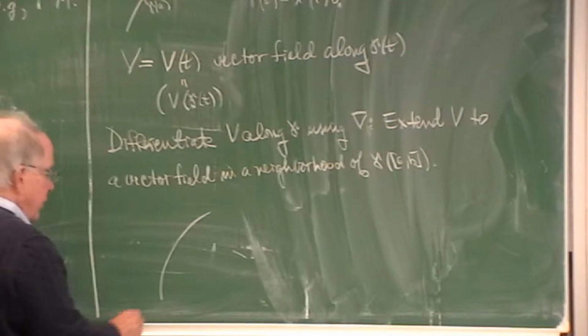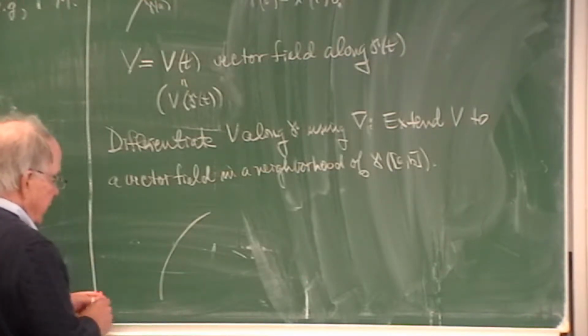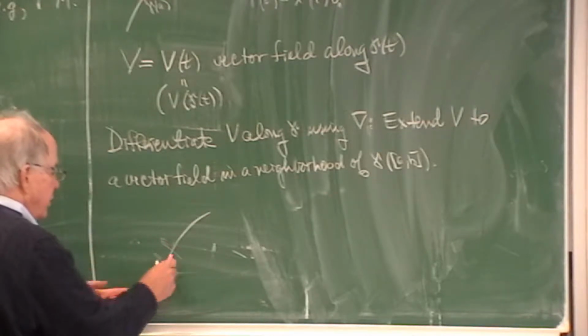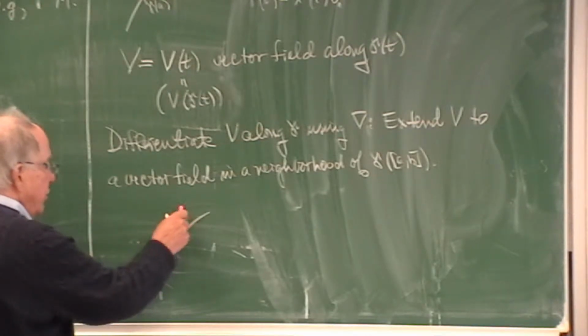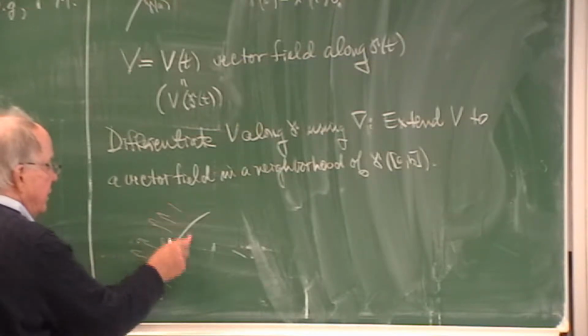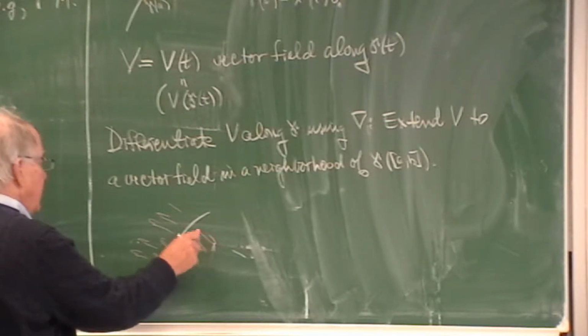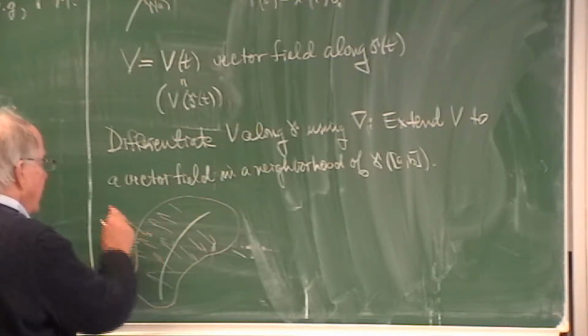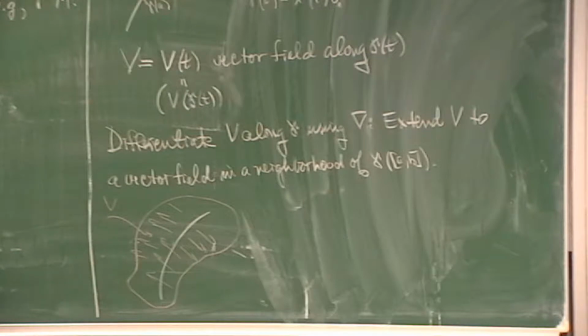We have a picture like that. Here's the curve, gamma, and you're given the vector field on the curve, and you can extend it. It's very easy because locally this is just a product. So you can extend it to a vector field nearby in some neighborhood of the curve. So I'll write it again as V as a vector field.